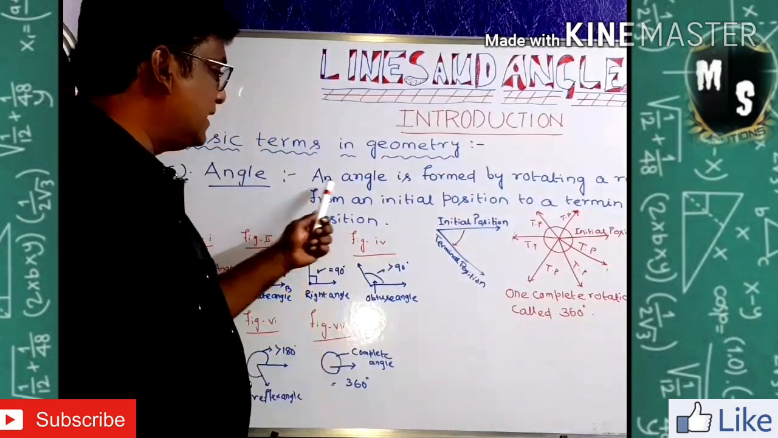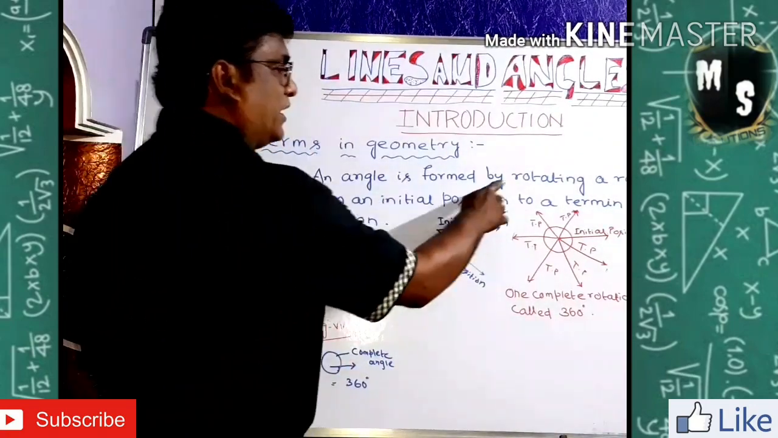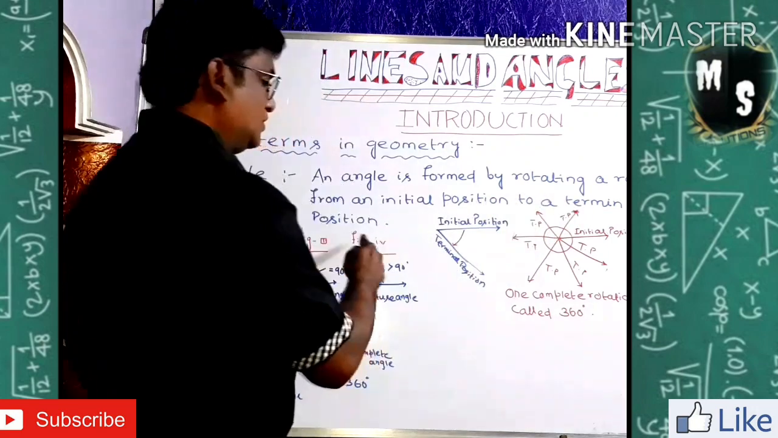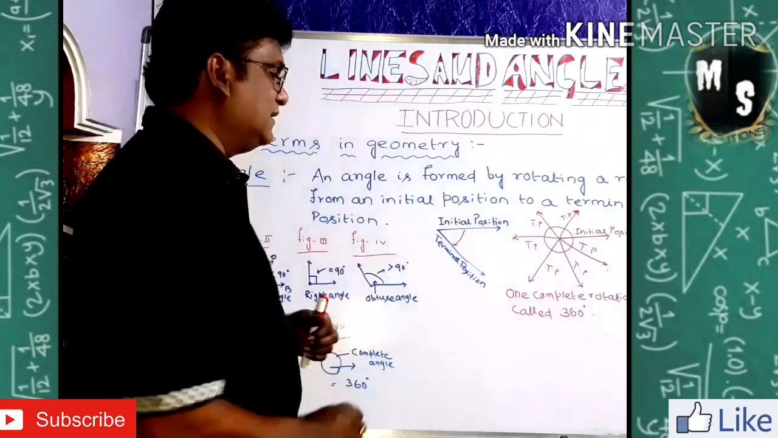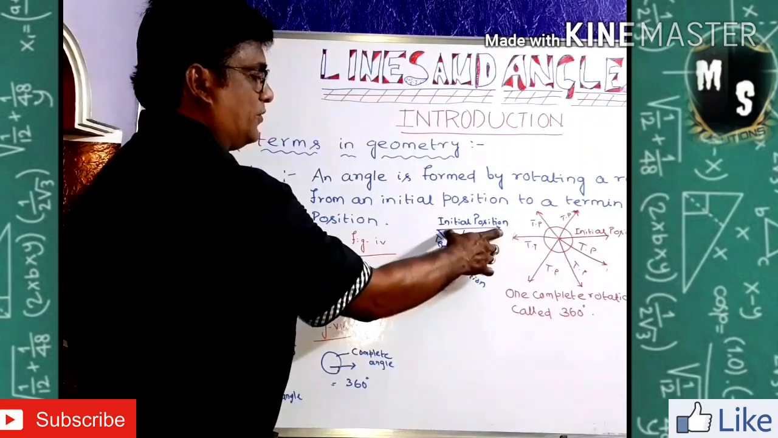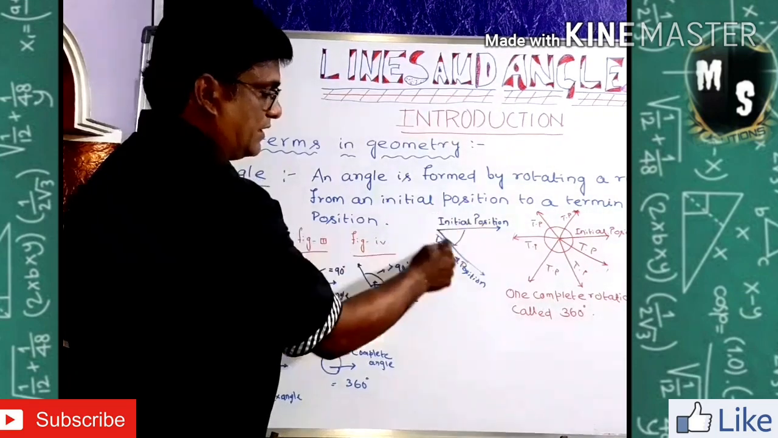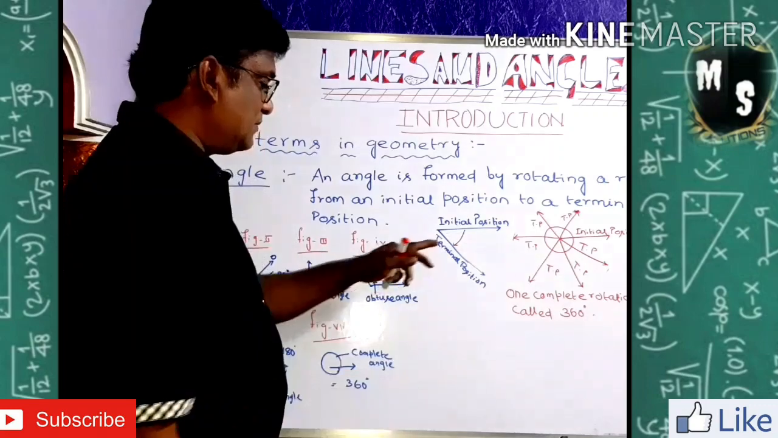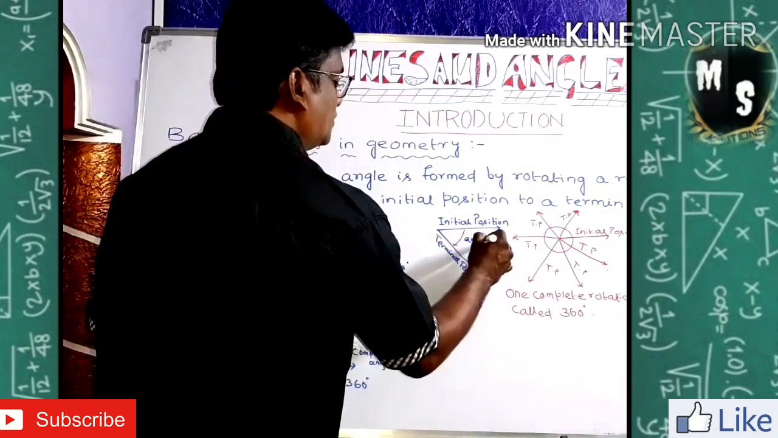So what is it saying? An angle is formed. An angle will be formed if you are rotating a ray from an initial position to a terminal position. Look at it. I draw a figure for you for better understanding. See, this is the initial position of your ray. And when this ray starts to turn and comes here, then a space is created between the two rays. That space is called an angle. This is an angle. Understood now?